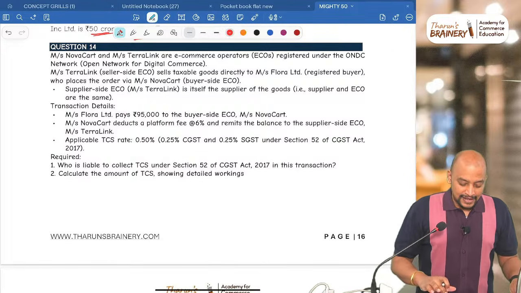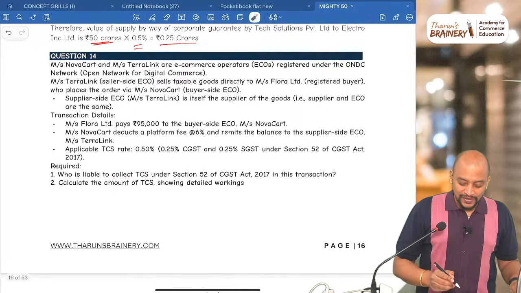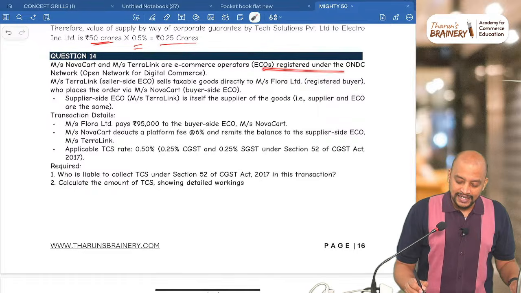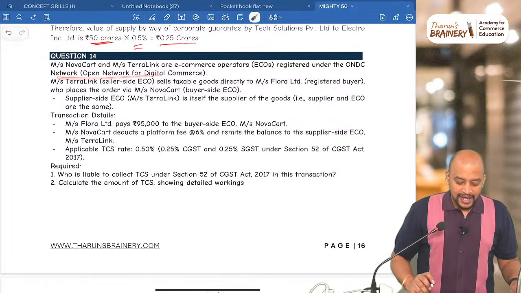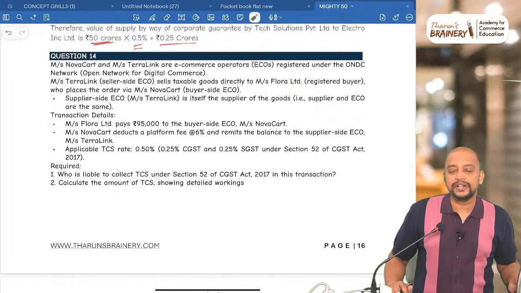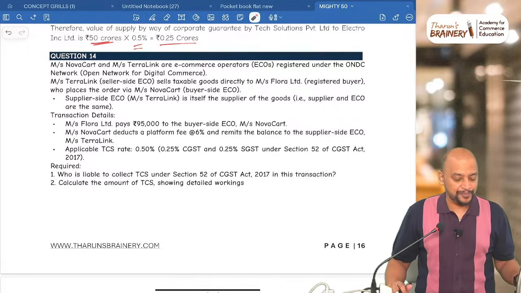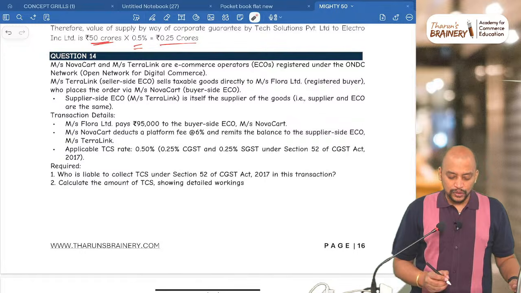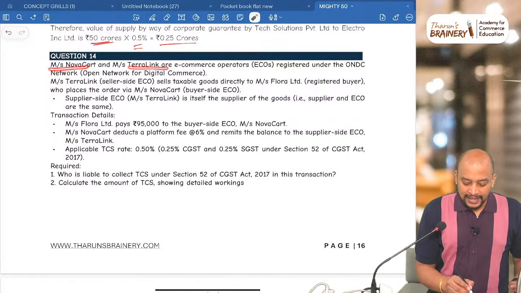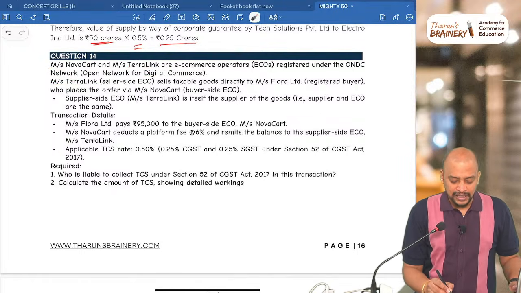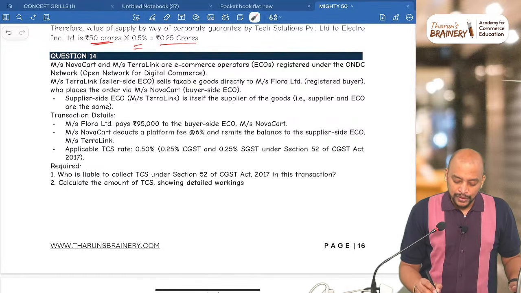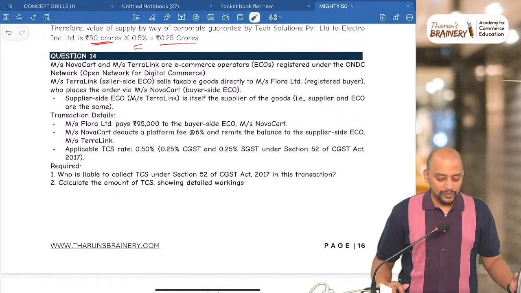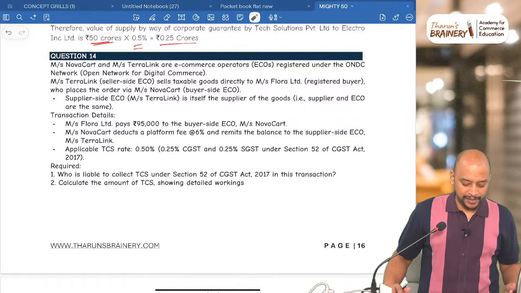Okay. Question number 14. Novacart and TerraLink are e-commerce operators registered under the ONDC network, and basically in the ONDC network multiple e-commerce operators are connected, and TerraLink is the seller side e-commerce operator. TerraLink sells taxable goods directly to Flora Limited, a registered buyer who places the order via Novacart, that is the buyer side e-commerce operator.